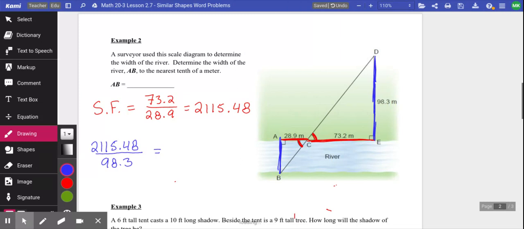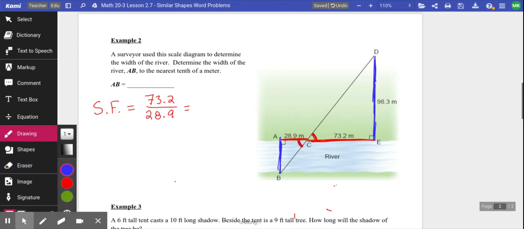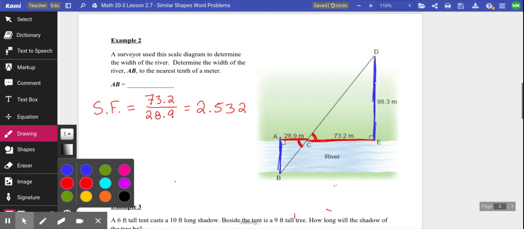So you divided twice. No, so I figured out the scale factor by dividing these. That's what gave me that number. That does not add up, that's crazy numbers. Just wait, I did a calculation error somewhere. Yeah, I must have hit multiply on my calculator. That's way too big. So if I go 73.2 divided by 28.9, there we go. It's 2.532. My bad, I hit times instead of divide.